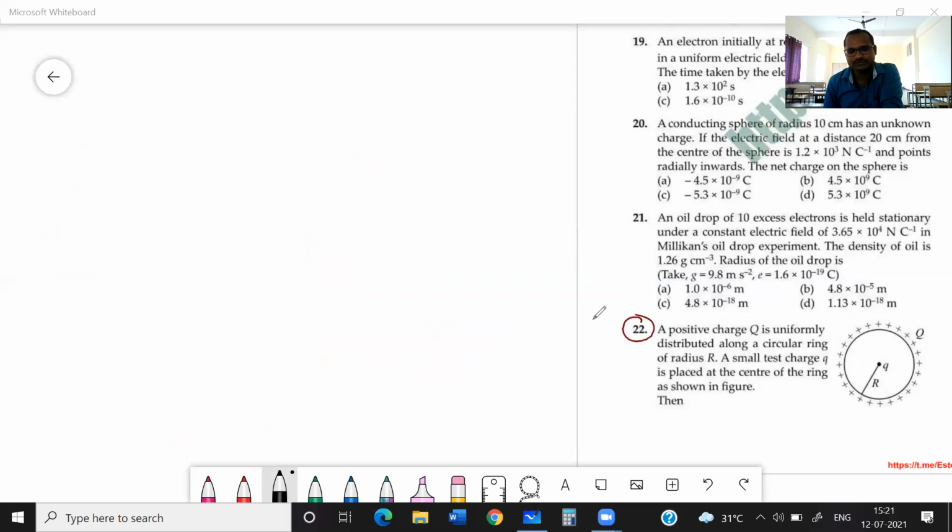Question number 22. They have given that a positive charge capital Q is uniformly distributed along a circular ring of radius capital R. A small test charge small q is placed at the center of the ring as shown in the figure. According to this figure, what will happen? We need to see. Clear, students? Let us see that.